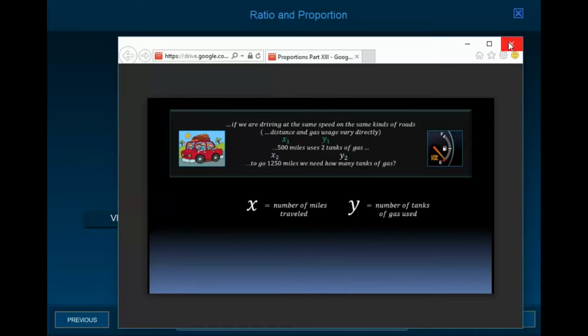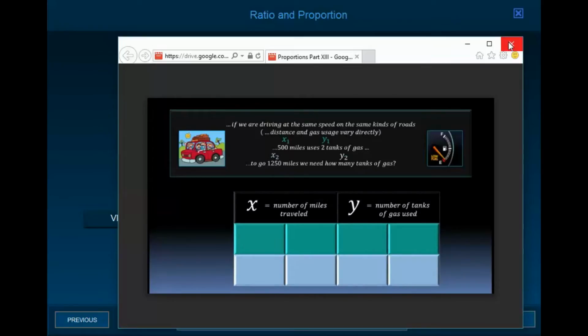Let's organize our information into a table. At a first point in time, the number of miles traveled is 500 miles, and it takes 2 tanks of gas to do that. At a second point in time, we travel 1,250 miles, and we want to know how many tanks of gas are required to do that.